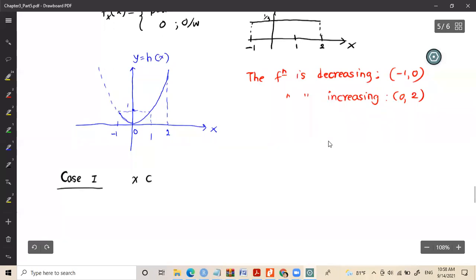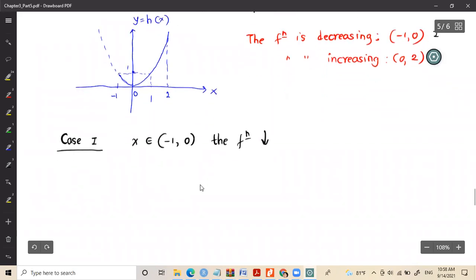When our x is in the interval -1 to 0, that is when the function is decreasing, right? This first case, this is our second case. Now, if you see anything unclear, please stop me immediately and ask me to explain, right?